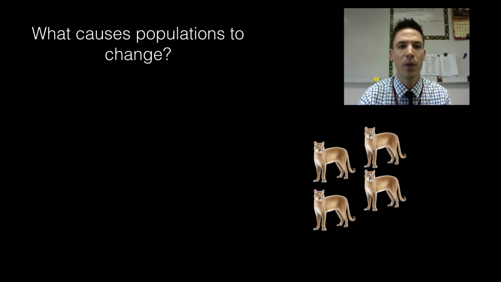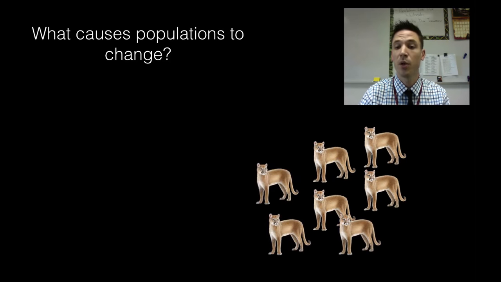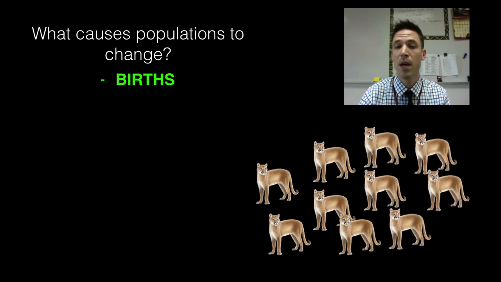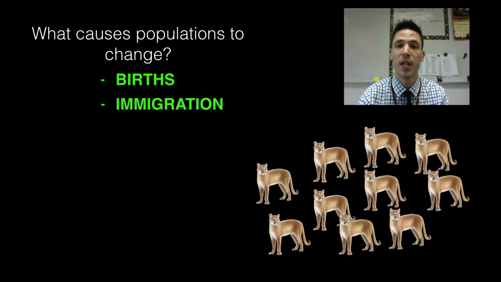We can attribute population change to four main factors. The first two are the things that cause populations to go up. If I have 4 panthers here and the population goes up to 7, how is that possible? Well, one thing that should come to mind is births. Births cause populations to go up. What else could cause a population to go up aside from births? How about if some panthers move into the population? In other words, immigration. It's these two working together that cause the population size to increase.